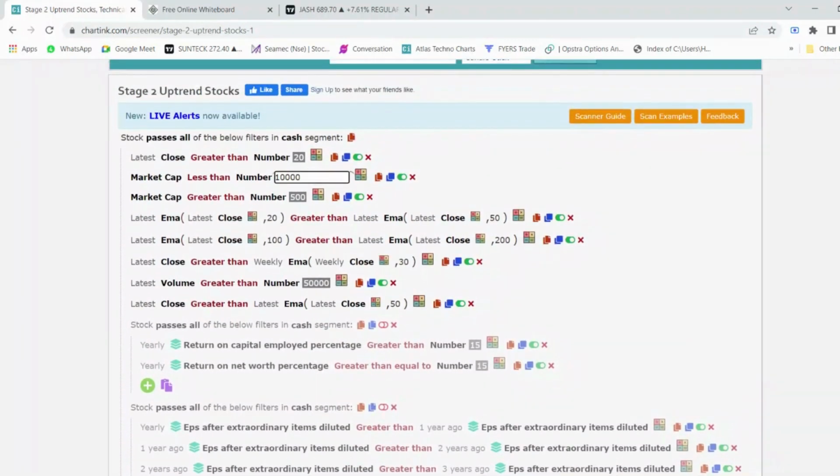Now I'm going to change this back to normal, that is 3000. For example, we are looking for stocks that are in a clear cut small cap stage.